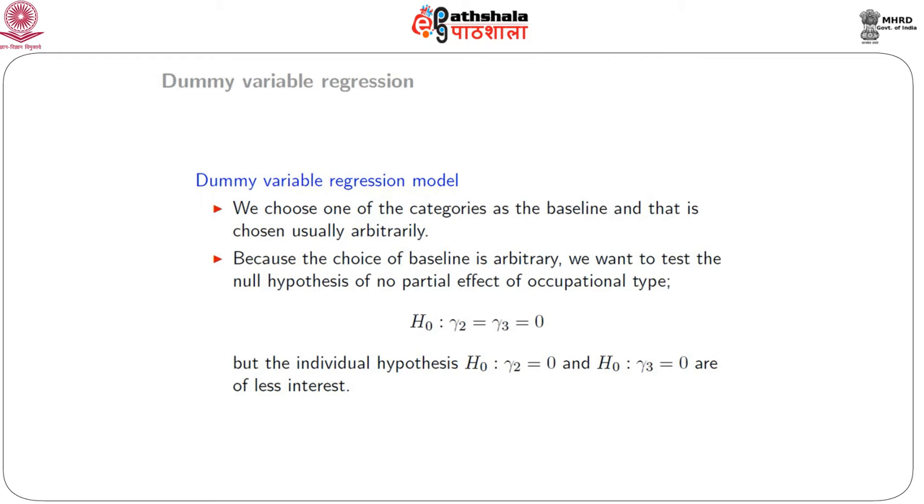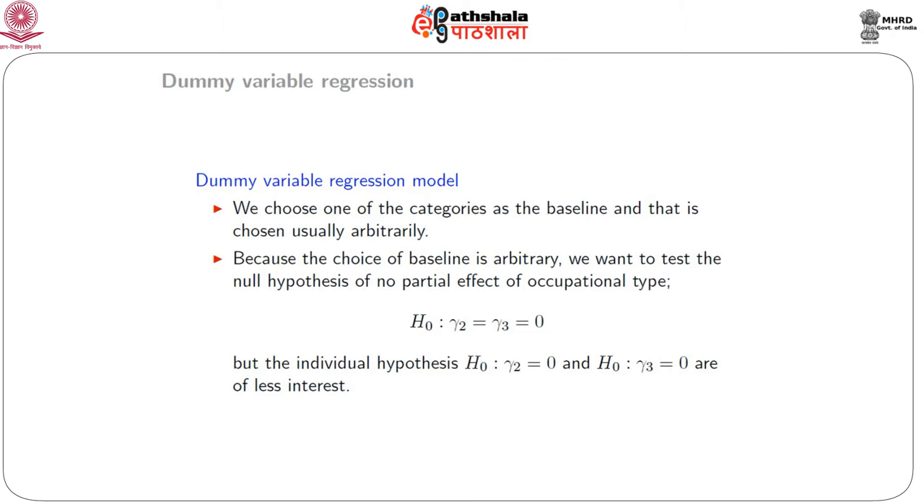Because the choice of baseline is arbitrary, we want to test the null hypothesis that no partial effect of occupational type exists. So when we fit this regression model using the two dummy variables D2 and D3, the null hypothesis of interest is that gamma 2 equals gamma 3 equals 0. The individual hypotheses, gamma 2 equals 0 and gamma 3 equals 0, are of less interest. The hypothesis gamma 2 equals gamma 3 equals 0 can be tested by the incremental sum of squares approach, where we remove both D2 and D3 from the model and test the statistical significance of this model, and then include them and look at their corresponding p-values for the estimates and decide whether the inclusion of these two dummy variables was statistically significant or not.